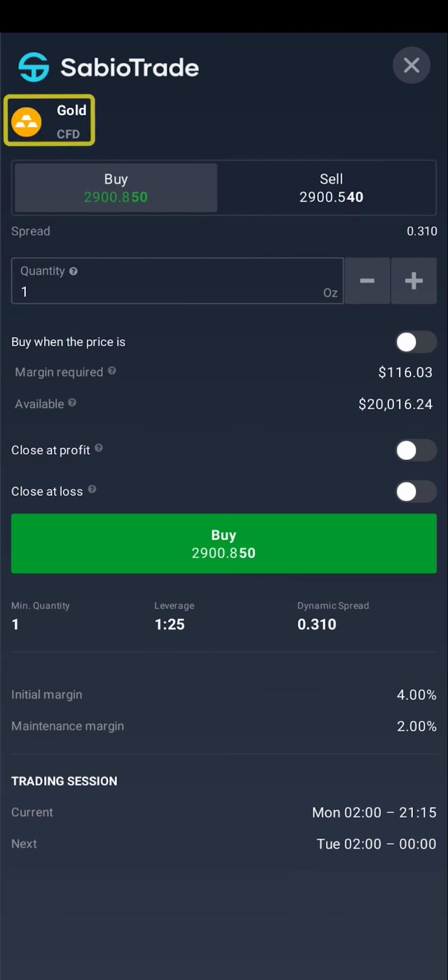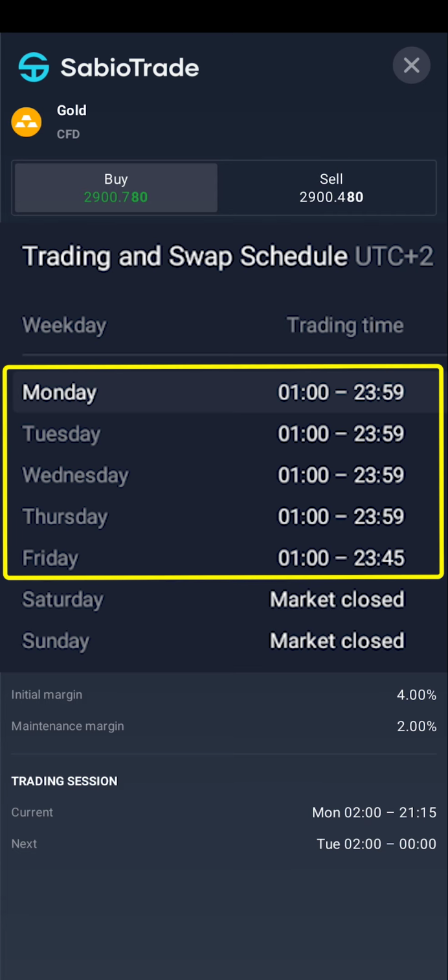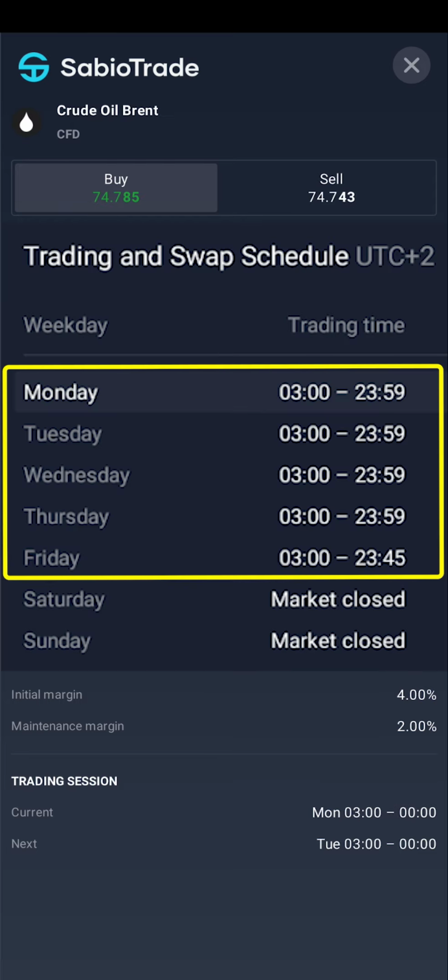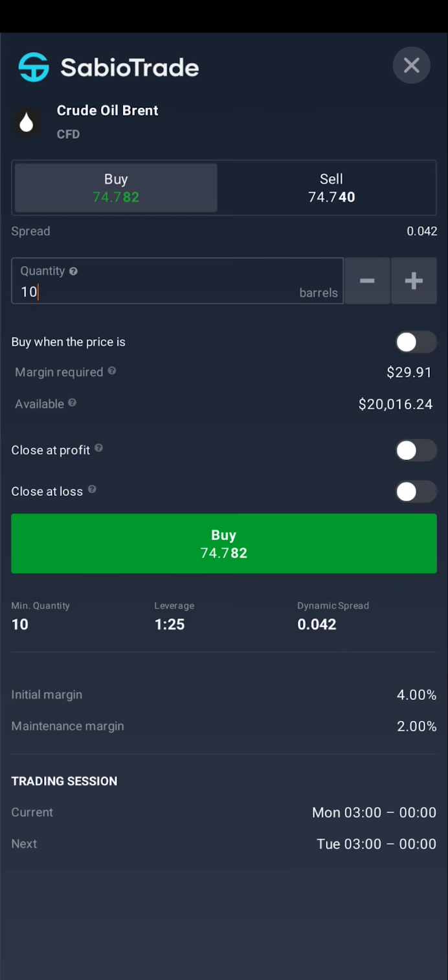For gold, the leverage is 1 to 25, and trading occurs 5 days a week, with a break following the close of the American session. For oil, the leverage is also 1 to 25, with trading available 5 days a week and a break during overnight hours. So, we've covered how leverage works, and now you're ready to learn about technical analysis tools and indicators.